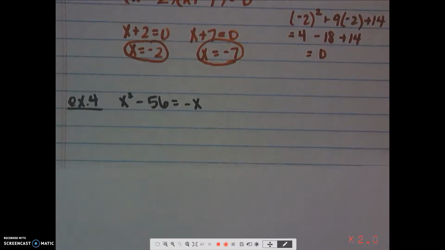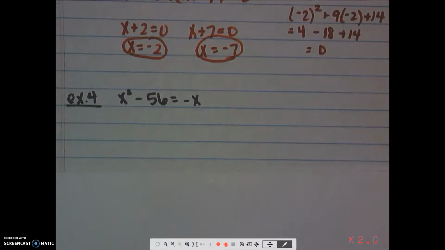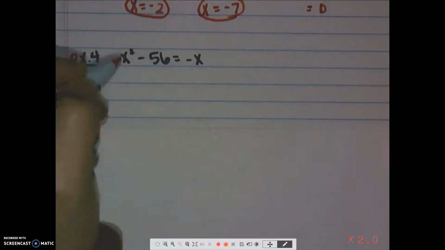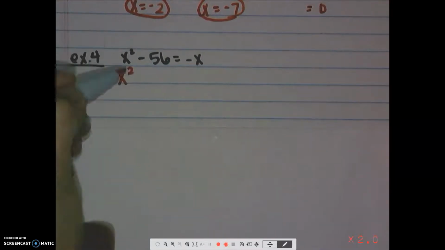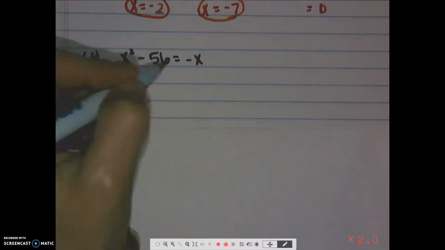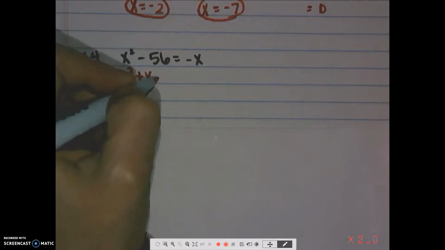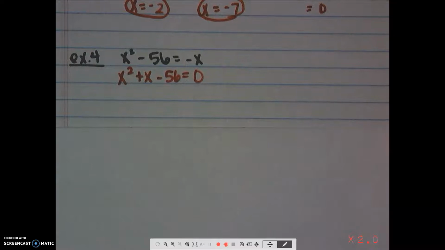All right, so let's take a look here at our next one. We have x squared minus 56 equals negative x. Is this in the proper form for us to factor yet? No, we've got to make it equal 0. So we do want it in standard form, meaning the x squared term would come first. What do we have to do with this negative x to move it over? We would have to add it, and then we would have our negative 56. None of those are like terms to combine. If they were like terms, then you would combine them.